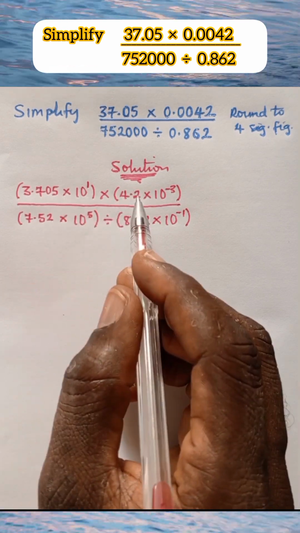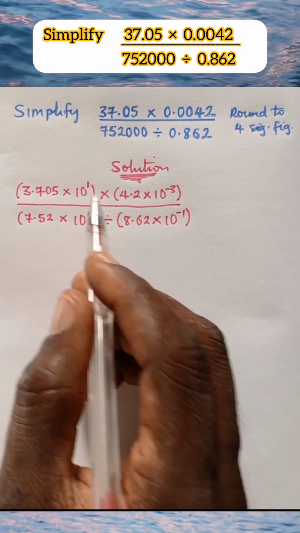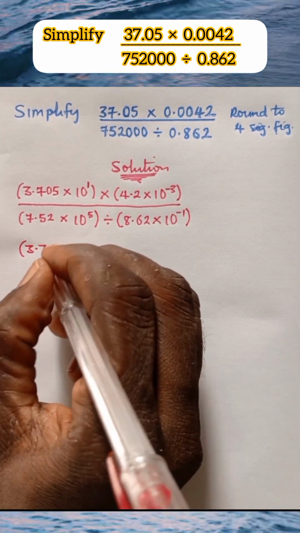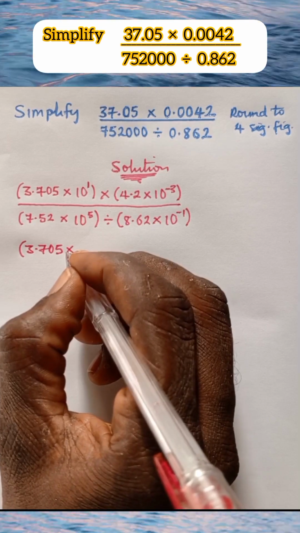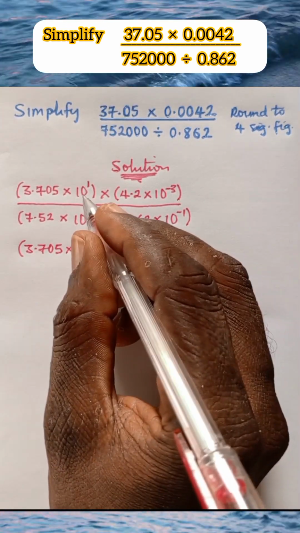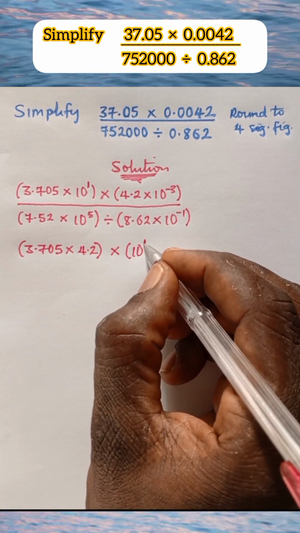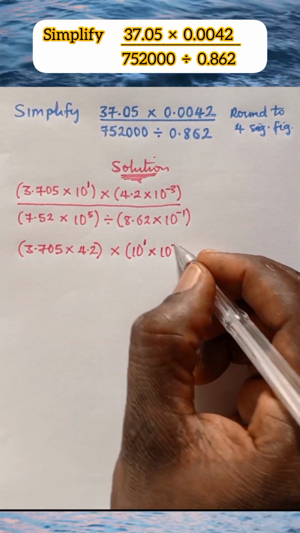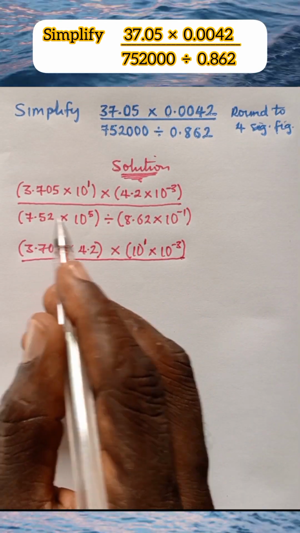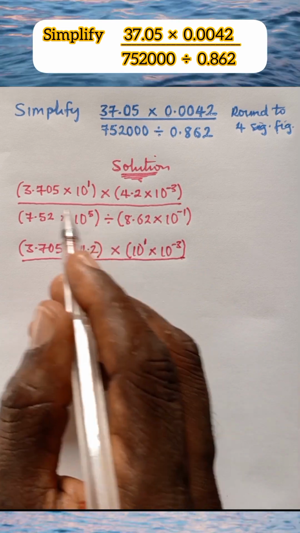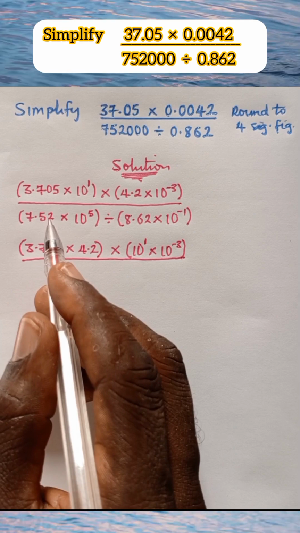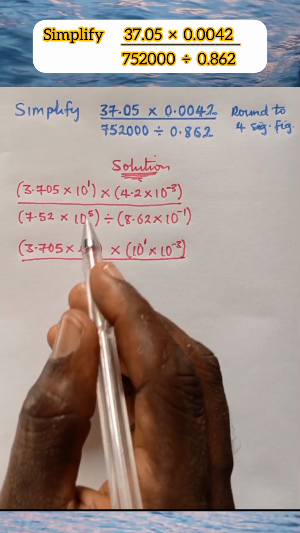Okay, now we are going to collect like terms. This will multiply this, while the indices will multiply themselves. So we come here to say 3.705 times 4.2 in one bracket, multiply the tens will now come together. 10 raised to the power 1 multiply 10 raised to the power negative what? 3, all over. Similarly, since this expression is meant to divide this, we are now going to use this term to divide this term, and then this index divide this index.